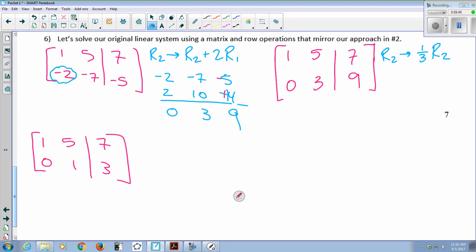And at this point, I can translate this back to equations and then back substitute. So this first row says that x plus 5y equals 7. And my second row says y equals 3. It says 0x plus 1y equals 3. And then back substitute. So we have x plus 15 equals 7. X is negative 8.